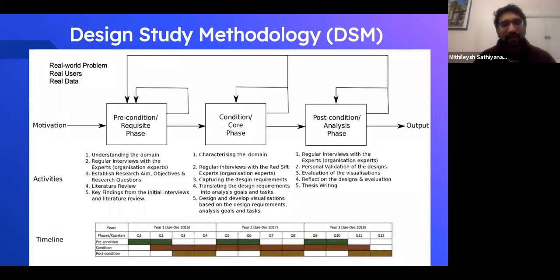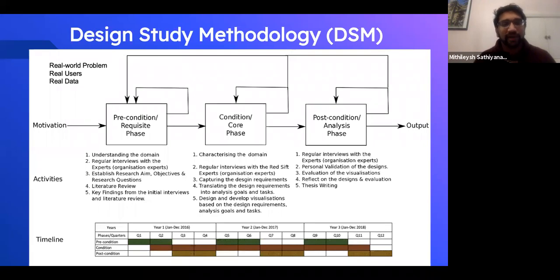So this is what I quickly mentioned in terms of the three phases: the precondition phase, condition, and post-condition. For this model to work successfully, you need a real-world problem, real users, and real data. So this DSM can be a perfect fit if you have these three as the main criteria. For each phase, as I mentioned, there are different activities. In the precondition phase, you have understanding of the domain, conducting regular interviews with experts and non-experts, establishing the aim, objectives, and research questions, literature review, state of the art technologies, and coming up with some key findings.